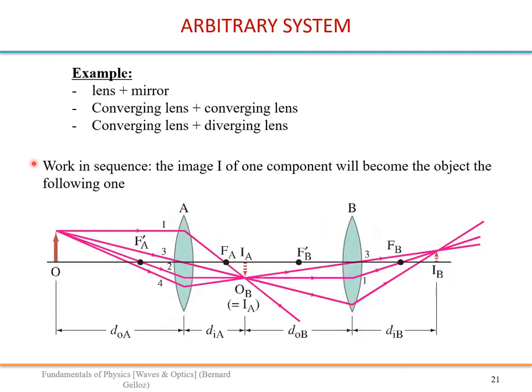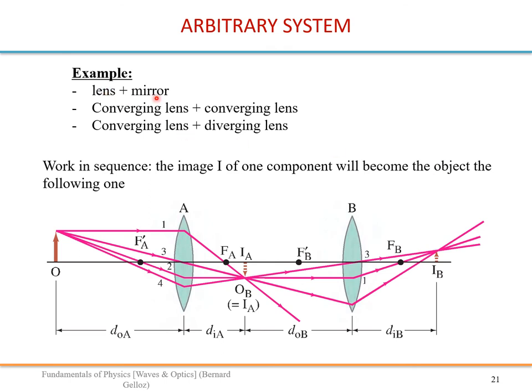So this is an example actually. Here you have a converging lens plus a converging lens. You have all the rays here. The object is here. You have f, so you don't need to call it f1, f2, you can call it fa, fa prime. And this is your image by the first lens, lens A. Then you take that as the object for lens B, and you find your image B. This is a very simple one because the image IA is on the left side of B, so it's very easy to just do the things in sequence.